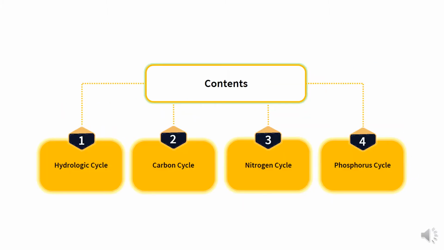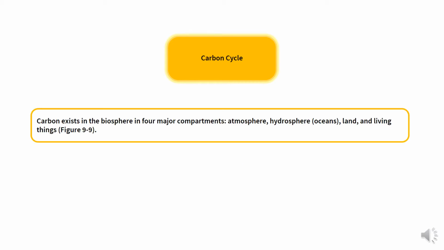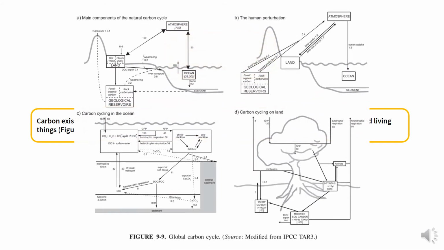Segment 2: Carbon Cycle. In the previous segment, we already discussed the hydrologic cycle. In this segment, we will focus on the discussion about the carbon cycle. Carbon exists in the biosphere in four major compartments: in the atmosphere, hydrosphere or oceans, land, and living things. That can be seen in this figure.